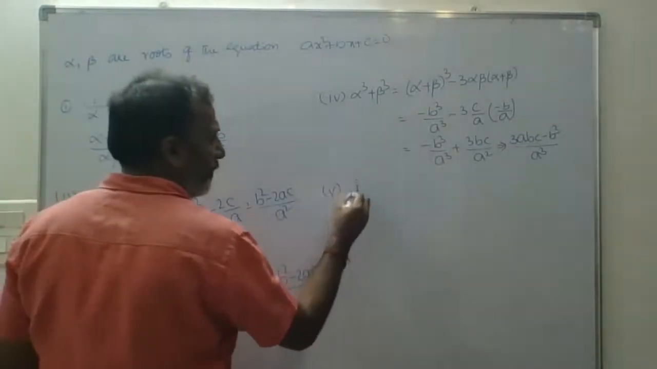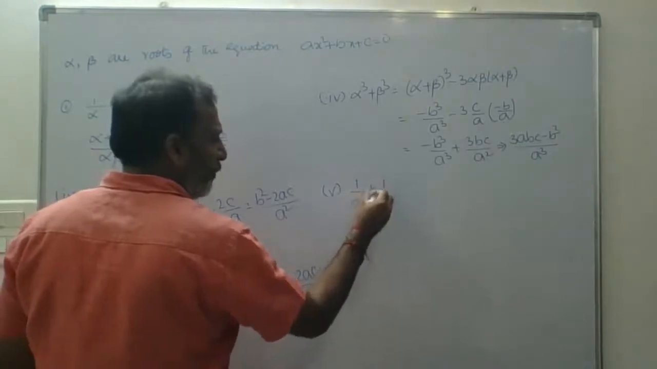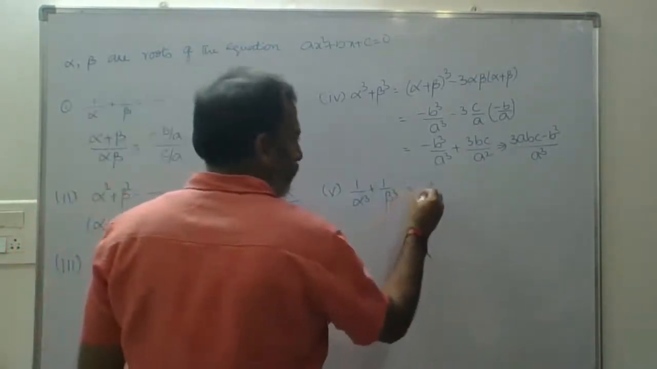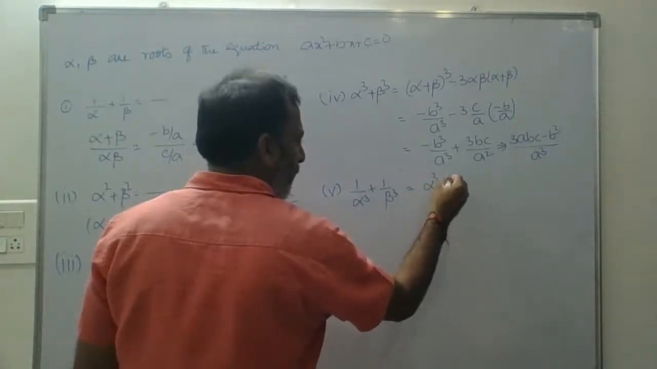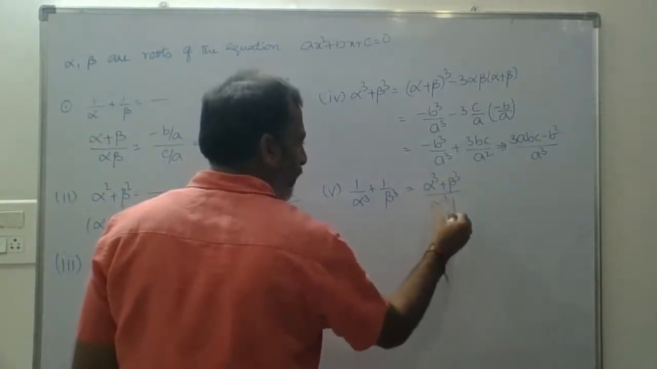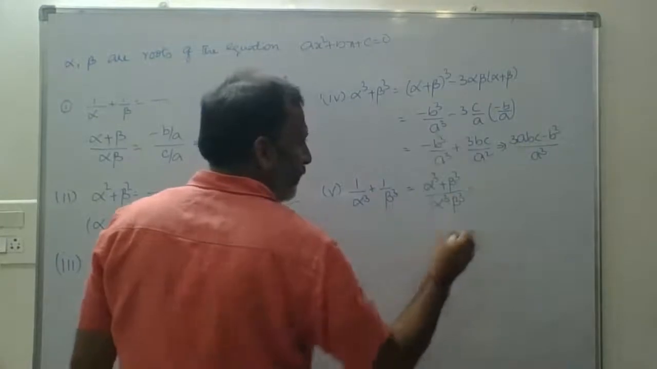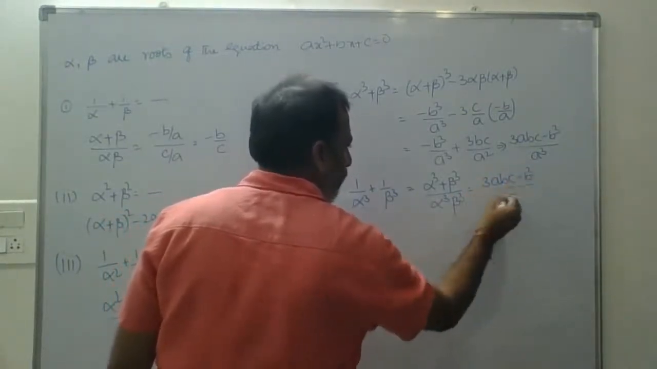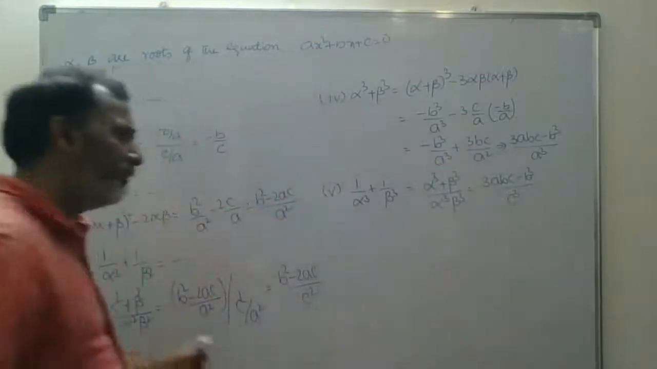Fifth bit, 1 by alpha cube plus 1 by beta cube. So that is what? Alpha cube plus beta cube by alpha cube beta cube. So the answer is 3abc minus b cube by c cube.